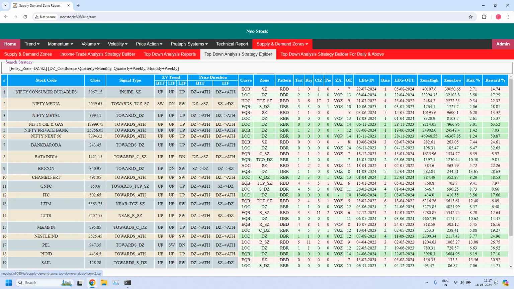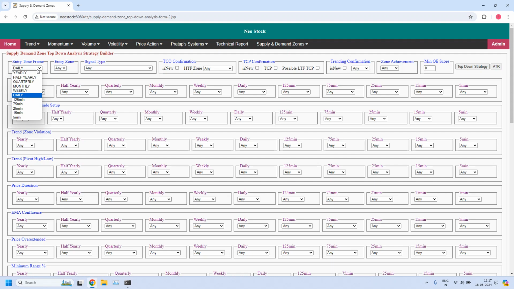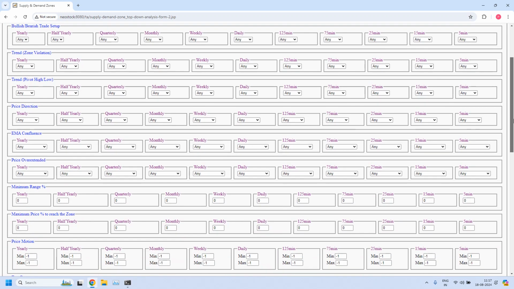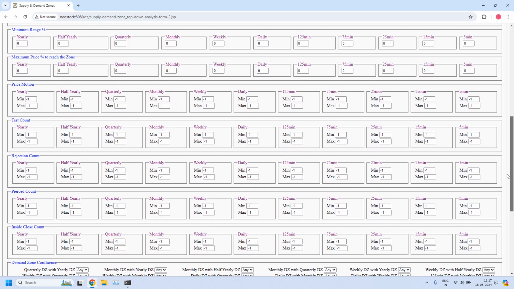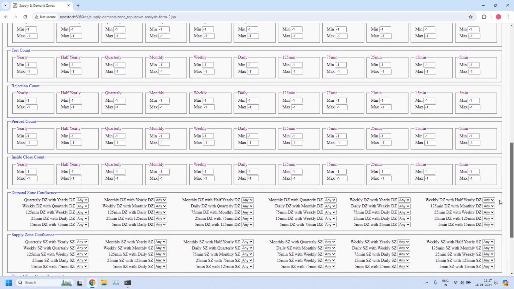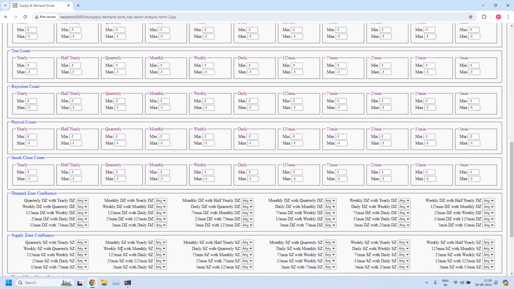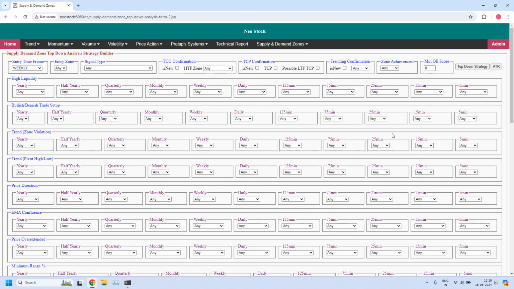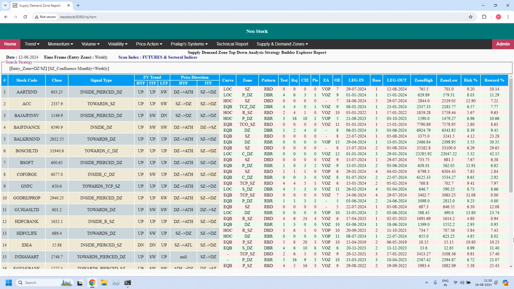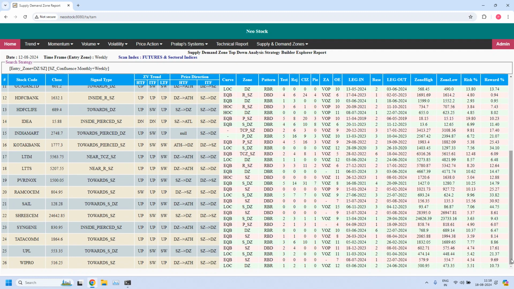Exactly the same way, let's look for supply zone confluence also. So weekly time frame, I am selecting a supply zone confluence. First, let's look for weekly supply zone with monthly supply zone confluence. How many stocks are going to filter? Let's verify. So here also the list is big. Let me scroll the list down. So total 26 stocks are filtered.